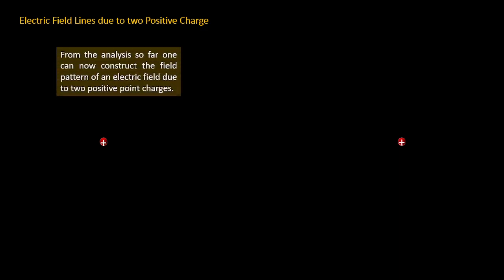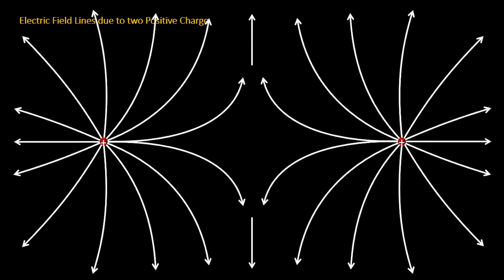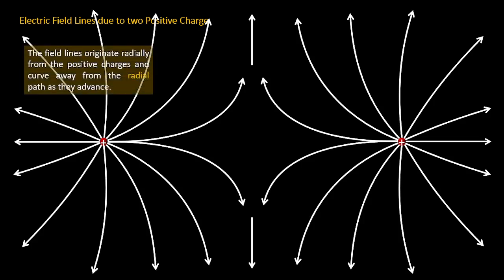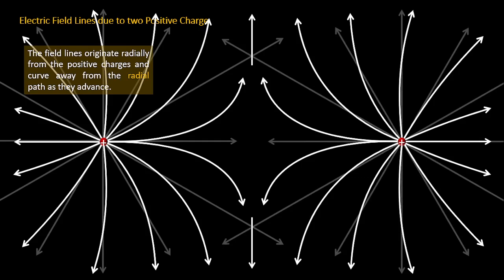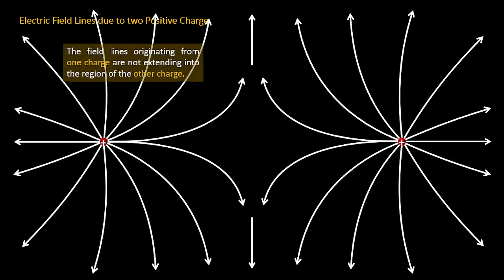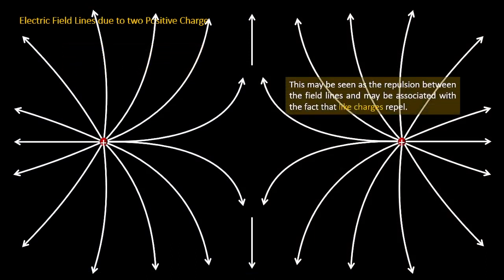From the analysis so far, one can now construct the field pattern of an electric field due to two positive point charges. The field lines originate radially from the positive charges and curve away from the radial path as they advance. The field lines originating from one charge do not extend into the region of the other charge. This may be seen as the repulsion between the field lines and may be associated with the fact that like charges repel.